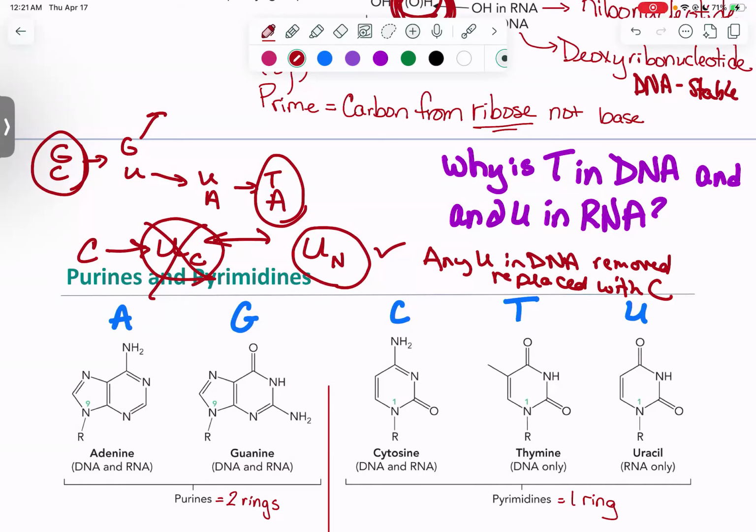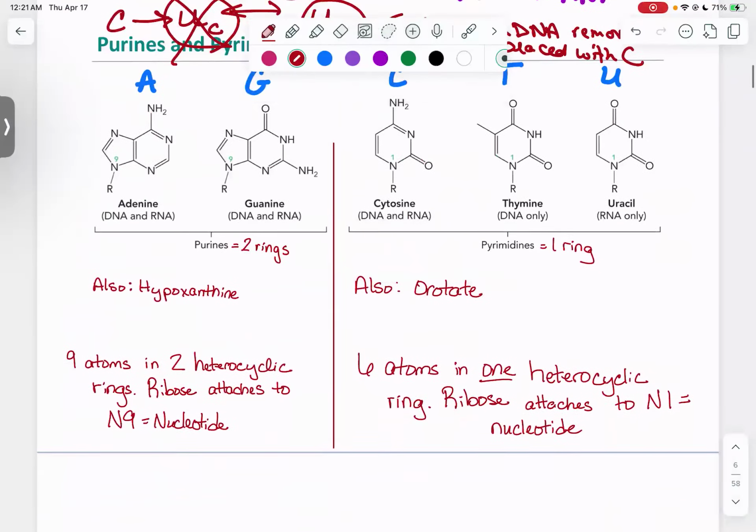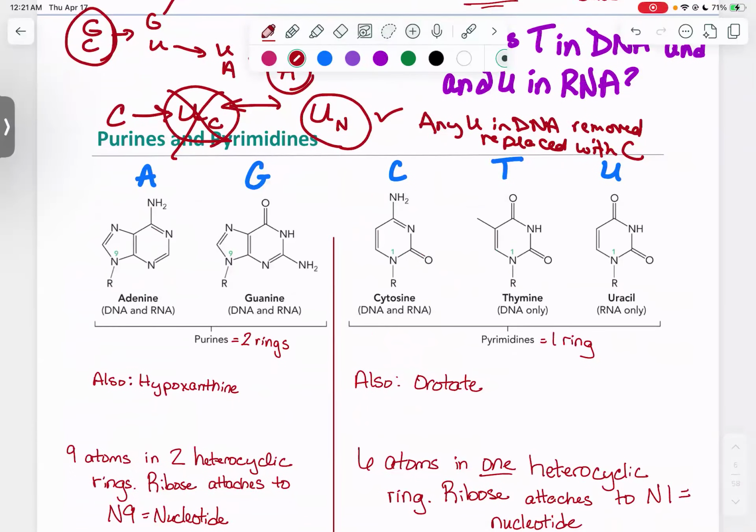Okay, so you should know your purines and your pyrimidines. I have a little way to remember them. Purines have 2 rings. So it's 9 atoms and 2 heterocyclic rings, meaning you have carbons and hydrogens. And so the shorter the name, the more rings. The longer the name, the fewer the rings. So that's how I remember purines and pyrimidines, generally their structure.